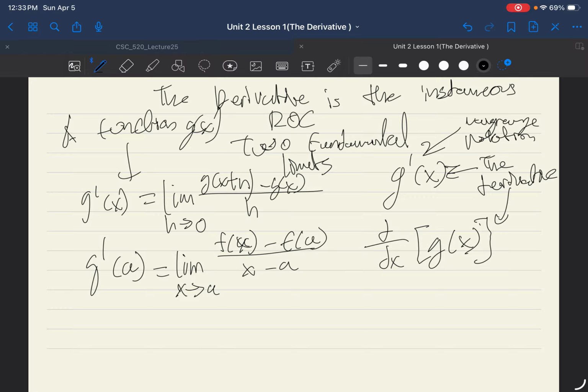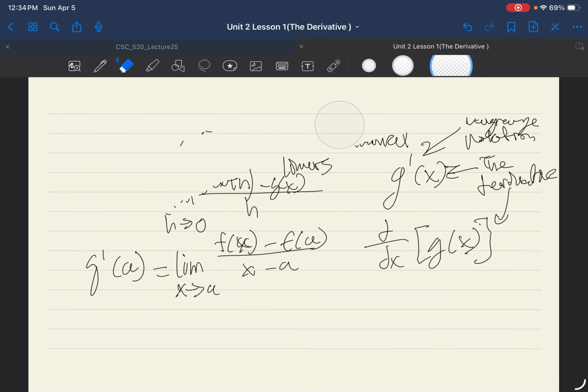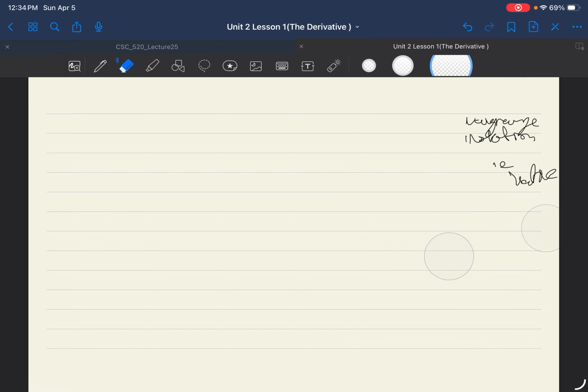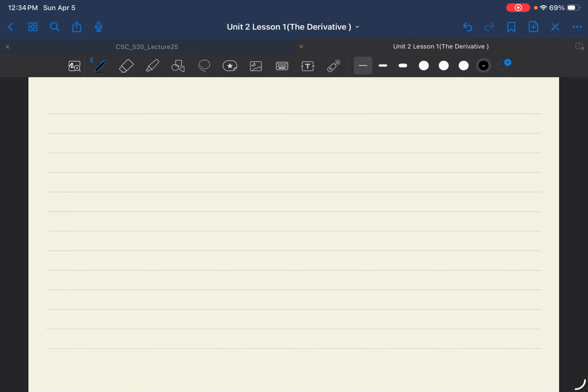All right. So let's do a few practice problems with this. Why not? Let's do a few practice problems with some functions. Let's say h of x is going to be equal to cosine of x. And let's say we're trying to find h prime of pi over 2, right?